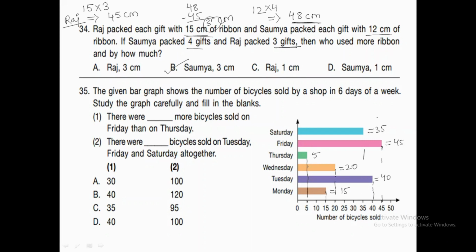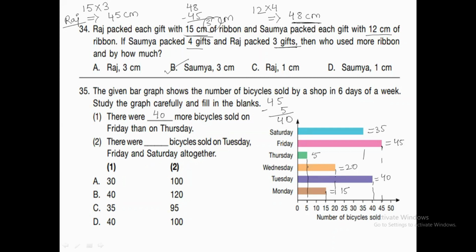Okay, now the first question is asking that there were dash more bicycles sold on Friday than on Thursday. So on Thursday, how many bicycles were sold? 5, and on Friday 45. So we need to find out how many more bicycles were sold on Friday than on Thursday. So we need to subtract 5 from 45. So what are we getting? We are getting 40.